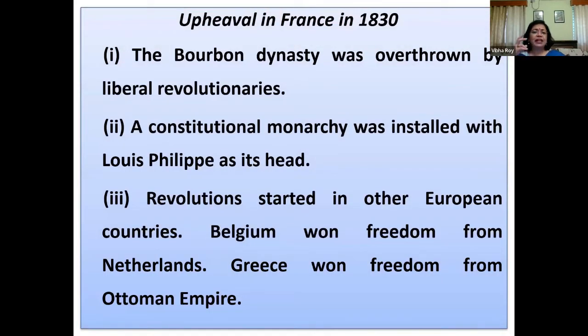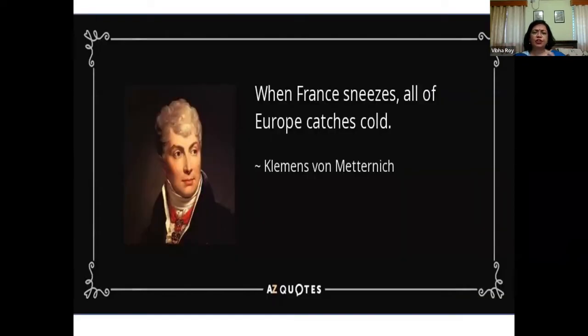Now, what happened in 1830 in France? The Bourbon dynasty was overthrown by liberal revolutionaries. A constitutional monarchy was installed with Louis Philippe as its head. And revolution started in other European countries also. Belgium won freedom from the Netherlands. Greece won freedom from the Ottoman Empire. So slowly we see nations are being formed.